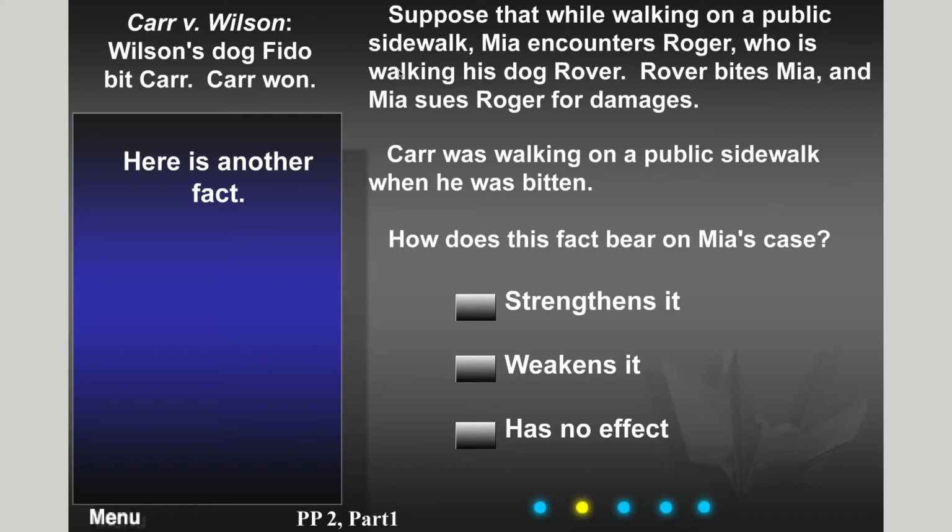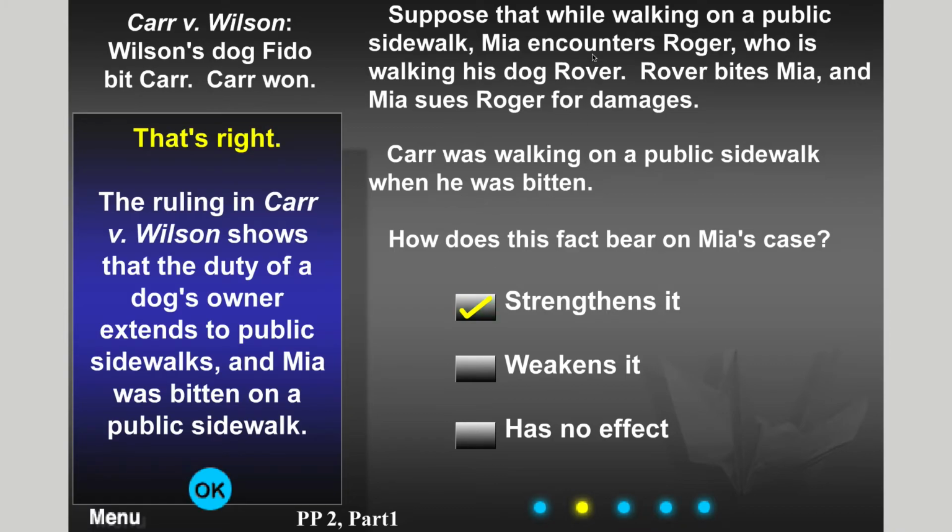Well, let's see. They were walking dog Rover. She was on a public sidewalk. Carr, in that case, right? We're using the same case. I'm forgetting all the names, but I think it's Carr versus Wilson. Oh yeah, it's right up there in the top left, right? Well, this is a similarity, and the more similarities we find, as we learn from analogies, we strengthen the argument, and it's a relevant one, right?